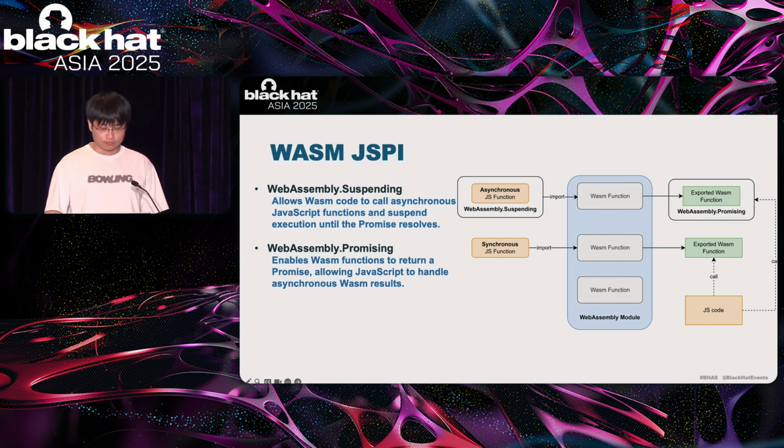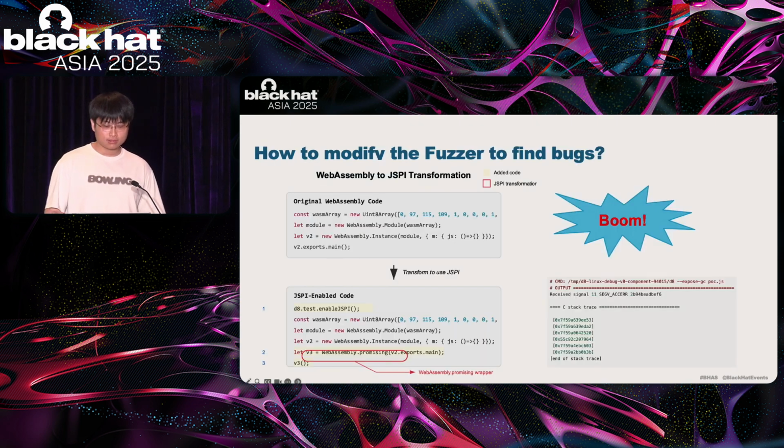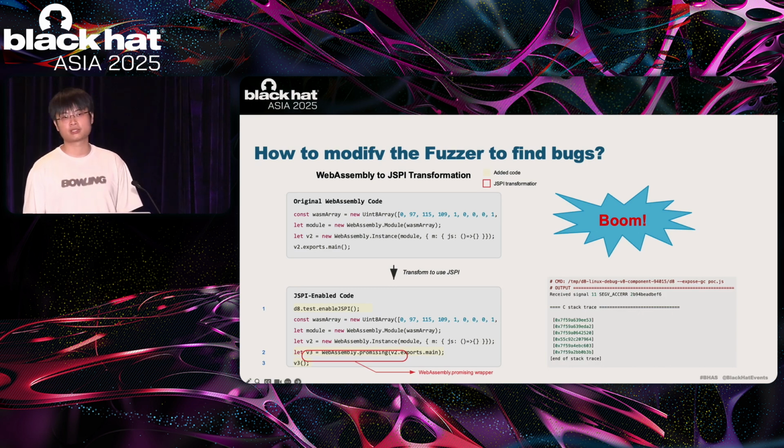The diagram on the right illustrates how these two interfaces work together. The upper process shows how an asynchronous JavaScript function is imported into a WebAssembly module using WebAssembly.Suspending and invoked within WebAssembly. The lower process demonstrates how a WebAssembly function utilizing an imported asynchronous function is exported via WebAssembly.promising and called from JavaScript. Now, let's explore how we use JSPI to identify potential security vulnerabilities.